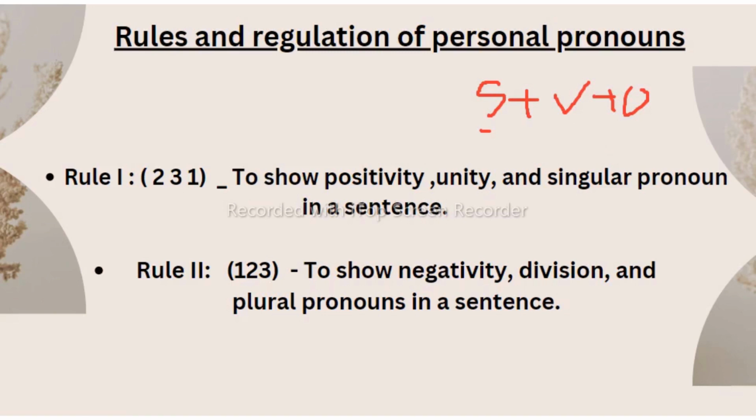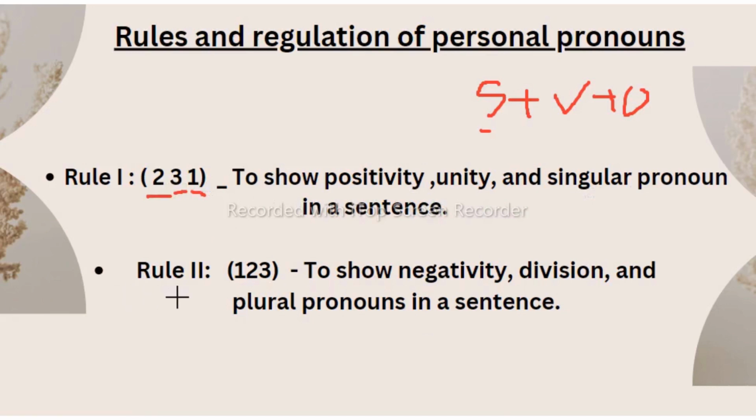In the same way, for pronouns also there are some rules. Let us see the first rule, which we have to follow: 2, 3, 1, which is second person, then third person, and then first person. When we are showing positivity, unity, and a singular pronoun in a sentence, we have to follow this rule. This structure we have to follow: 2, 3, and 1.